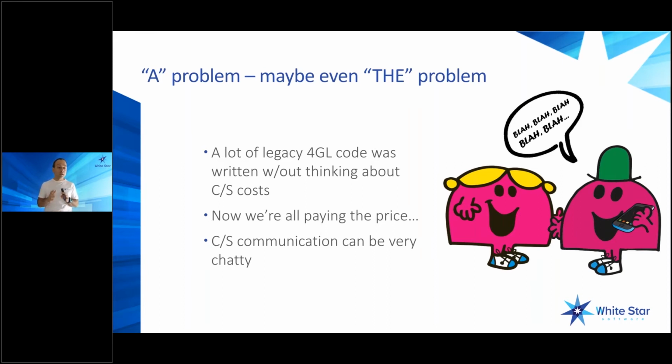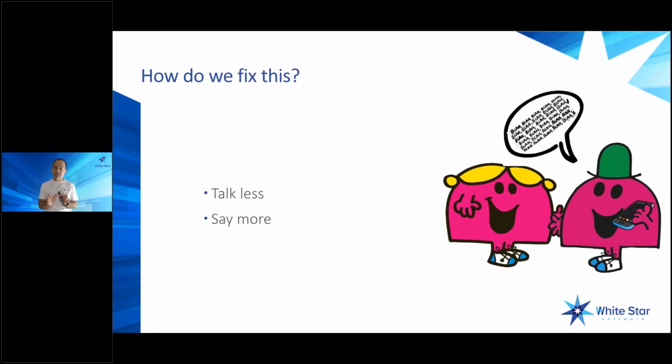And that communication can be very chatty, back and forth, blah, blah, blah, like my kids, chatting. So how do we fix this? There are 2 ways to fix this. One, we need to talk less, and that's a problem for me, but nonetheless. And the other thing is we need to say more.